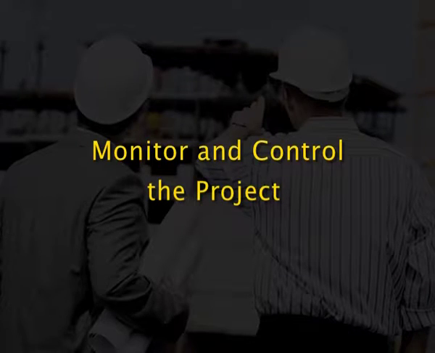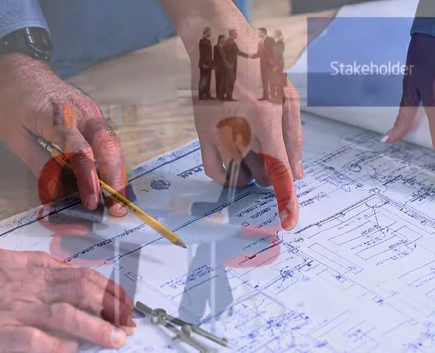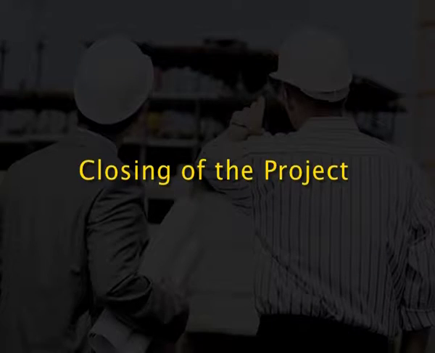And the fourth one is to monitor and control the project. This is considered the longest as it starts from the beginning to the end of the project. Suddenly the stakeholder may come up with extra requirements. If you are able to include it even in between, all this has to be monitored. And finally, the last component, that is the closing of the project.